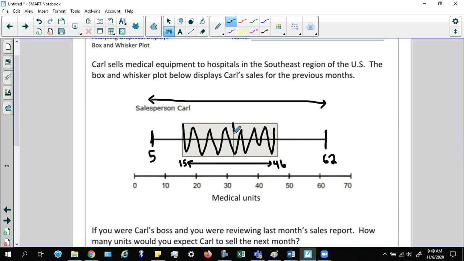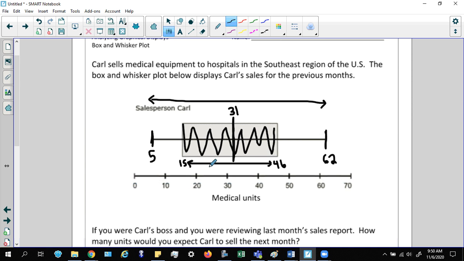And this right here would be considered the median. This would be kind of like the middle of his sales, so it will be about 31. By looking at the box and whisker plot, you would say he's projected to sell anywhere from 15 to 46. That's what we'd expect from him, but a lot of his data would be around 31. That's kind of like an average, but it's more the middle number, the median.